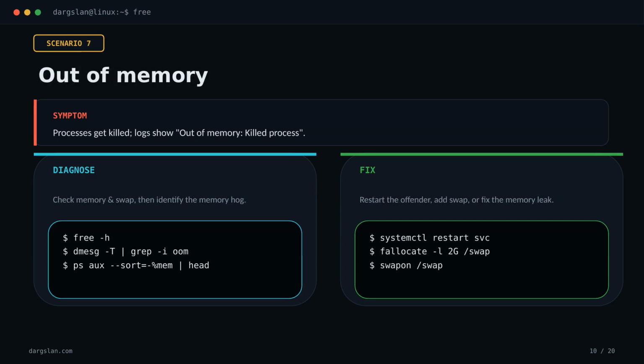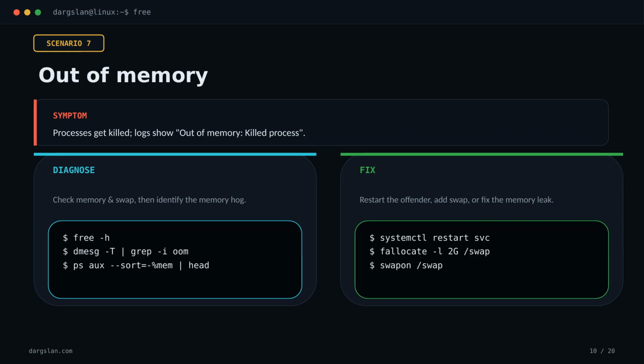Scenario 7. Out of memory. When processes start getting killed and dmesg shows the dreaded out-of-memory killed process line, the kernel's OOM killer has stepped in to save the system. Start with free -h to see how much memory and swap you actually have left. Then dmesg piped through grep to confirm what got reaped and when, and ps aux sorted by memory to find your top consumers. The fix depends on the cause.